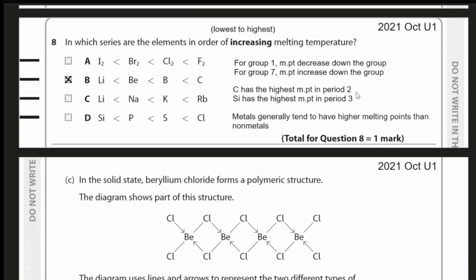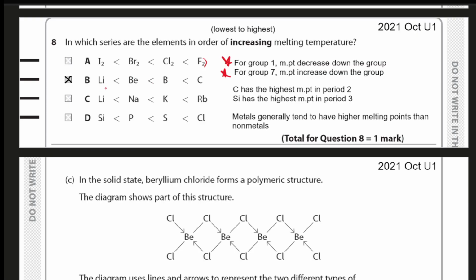Moving on, in which series are the elements in order of increasing melting temperature? If you check group 1, we know the melting point decreases down the group. For group 7, we know melting point increases down the group. But they're showing it moving up the group, so this is not the correct answer. Next one, melting point decreases down the group.